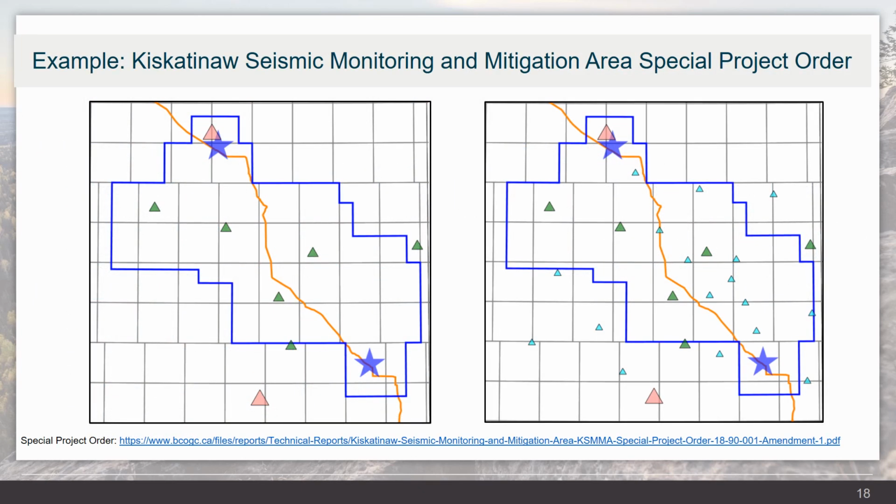The Kiskatna Seismic Monitoring and Mitigation Area Special Project Order was put in place as a response to the frequency of fault reports from the region and as an effort to increase the transparency of when and where fracturing activities are occurring and their potential impacts. In conjunction with the order, the Commission deployed additional seismic stations to increase our oversight in the area.